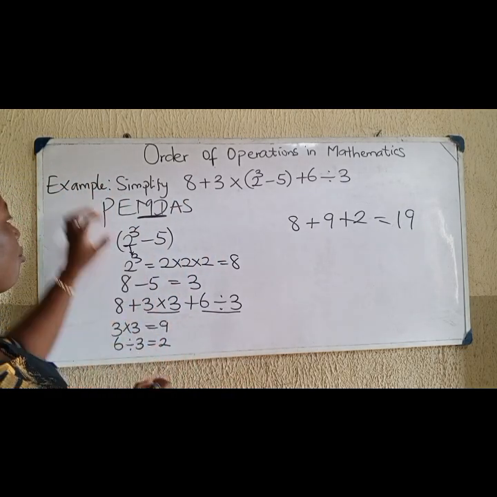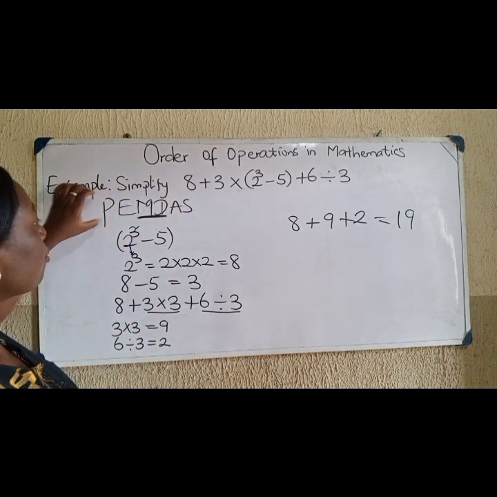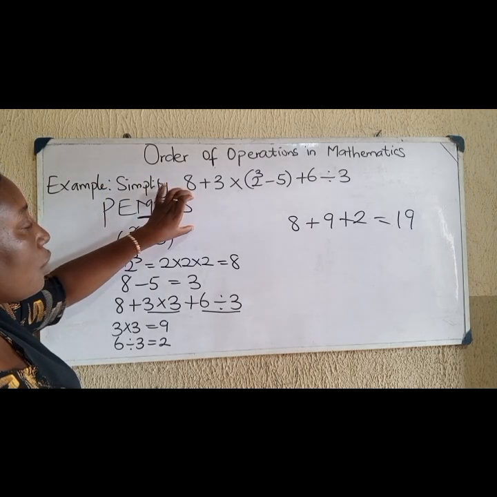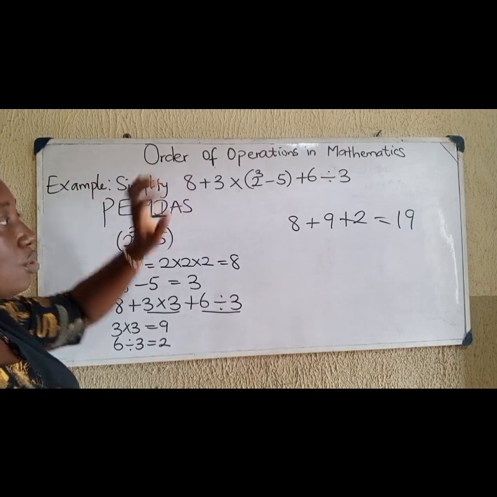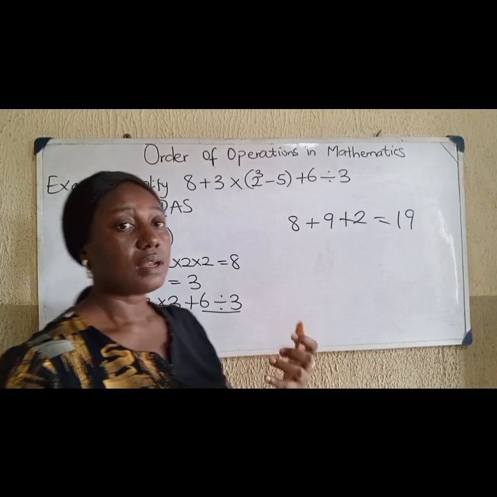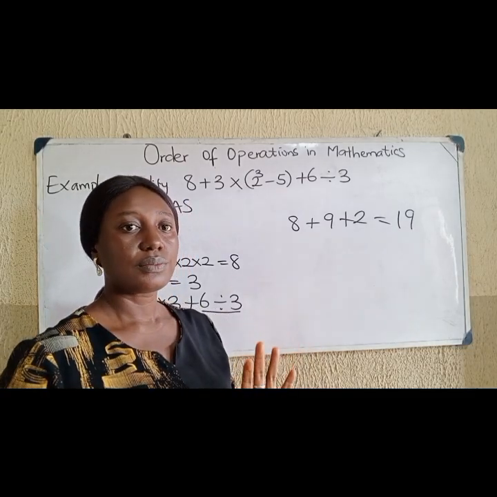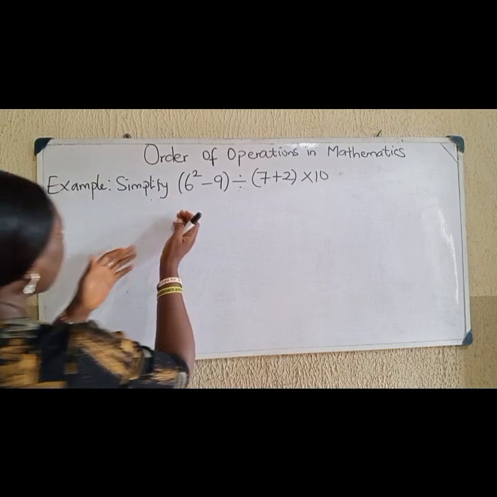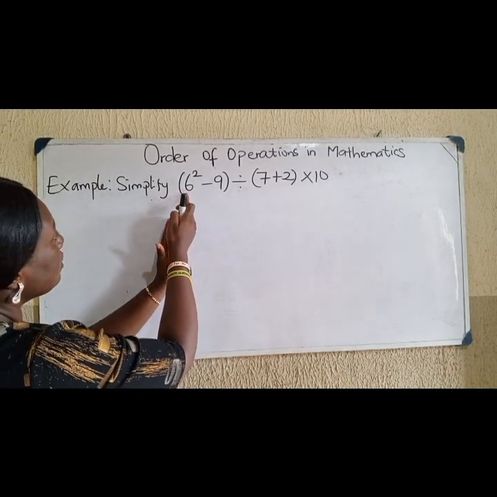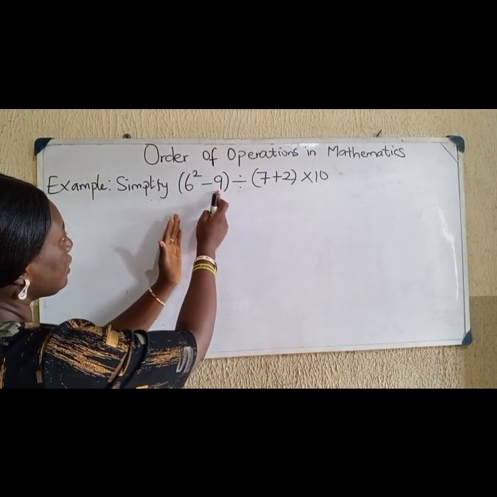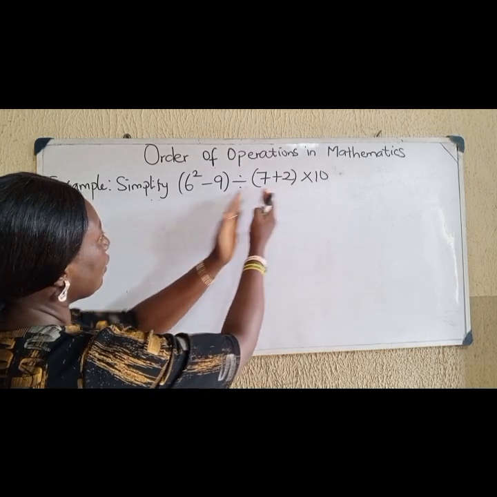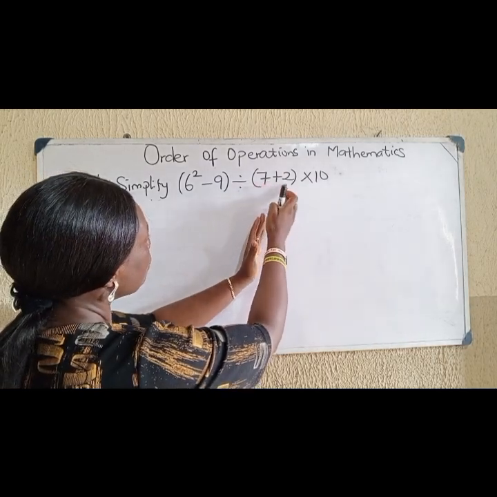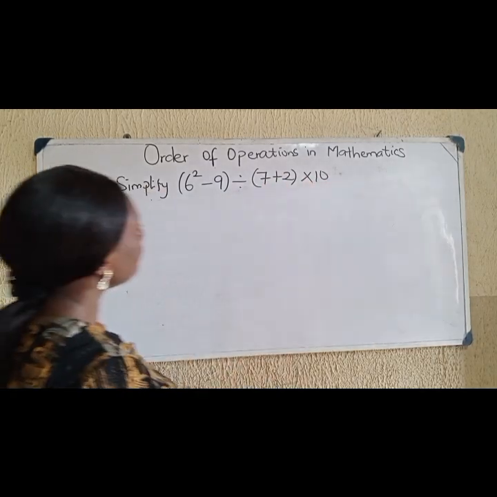So you have to follow this order so that you'll be able to get an accurate result. Now let's see another example. Simplify. I have bracket 6 raised to power 2 minus 9 divided by another bracket 7 plus 2 times 10.